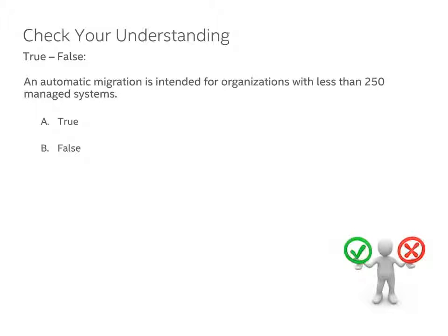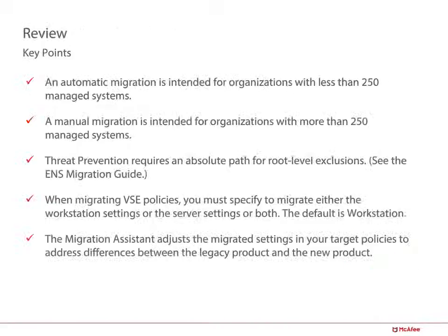Check your understanding, true or false. An automatic migration is intended for organizations with less than 250 managed systems. Is this true or is this false? If you selected true, that is correct. If you recall, we mentioned before that that is the recommended amount for doing the automatic migration.